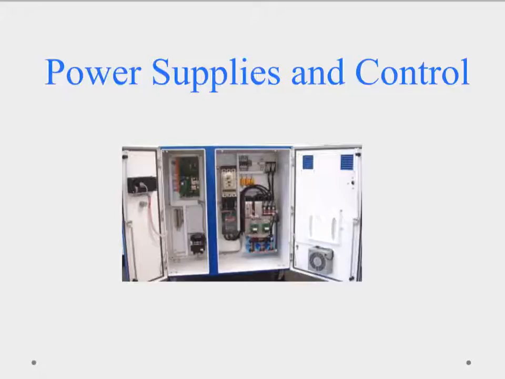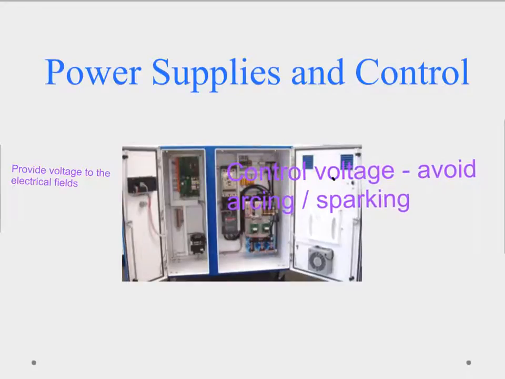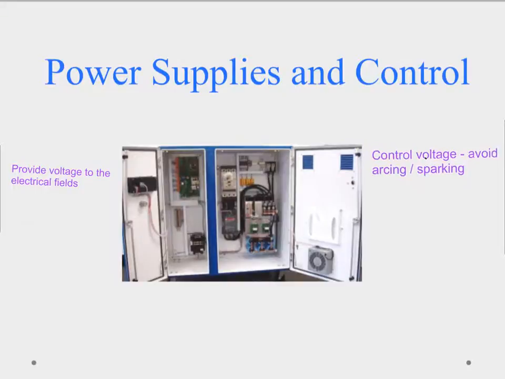The first basic component that I'm going to talk about is power supplies and controls. Power supplies and controls are used to provide voltage to the electrical fields at the highest possible level. It is also used to control the voltage to avoid causing sustained arcing or sparking between the electrodes and the collecting plates, because this may damage the electrodes and the collecting plates.